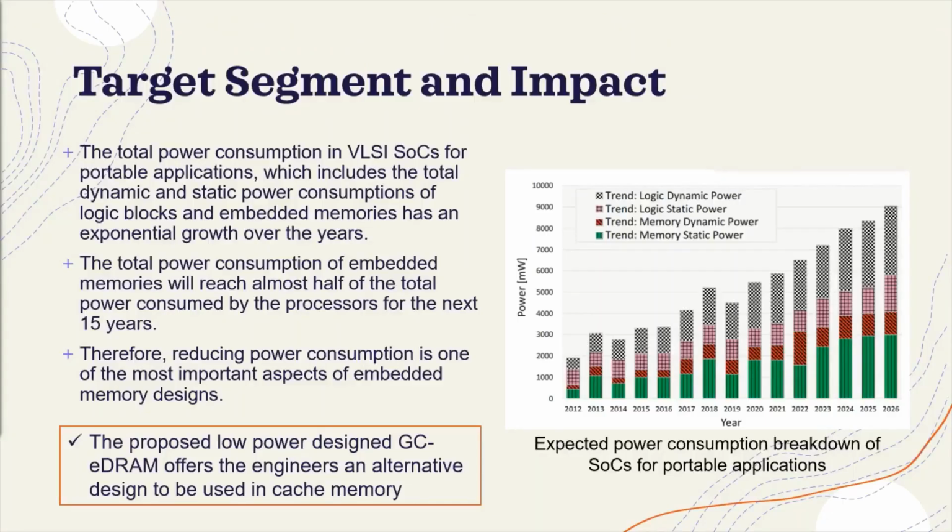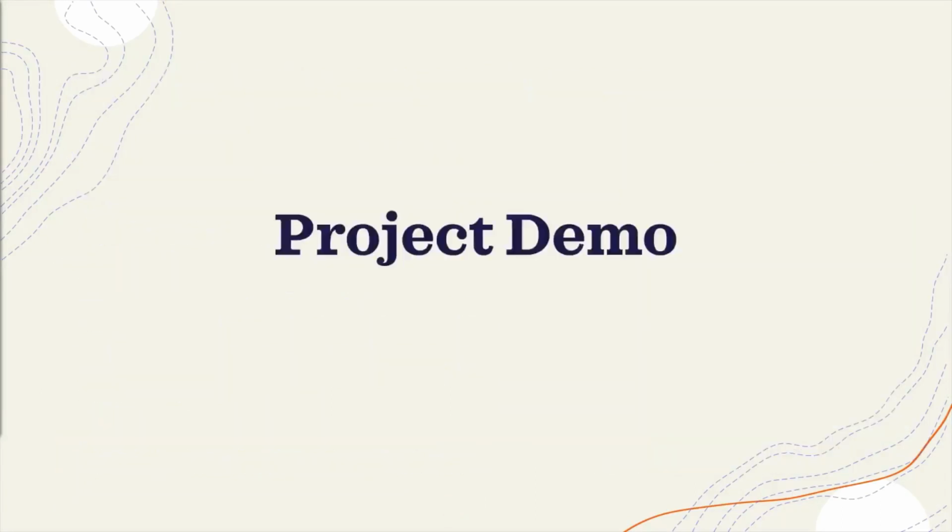As we can see, the total power consumption of embedded memories will reach almost half of the total power consumed by the processors for the next 15 years. Therefore, reducing power consumption is one of the most important aspects of embedded memory designs. So the target segment and impact of the proposed low-power design of GC-eDRAM would be to offer engineers an alternative design to be used in cache memory to achieve lower power consumption. Next, I will move on to the project demonstration.